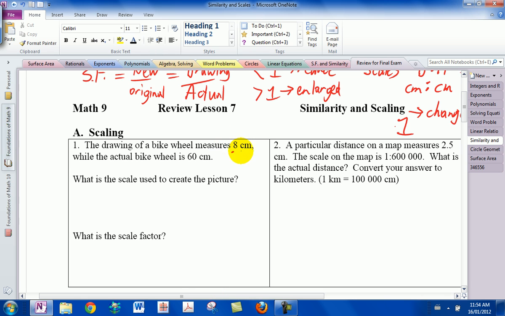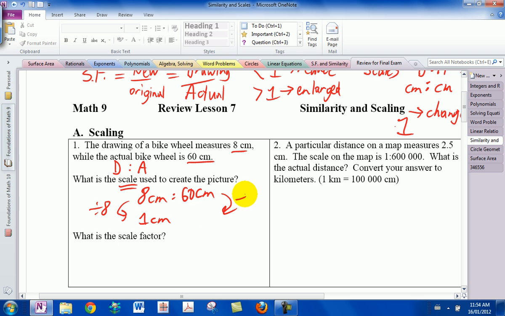The drawing of a bike measures 8. The actual is 60. What's the scale? So the scale is not a decimal. You got to use the dot dot. So we use 8 centimeters to 60 centimeters. It's diagram to actual. Here we have to divide by 8 to get this to 1 centimeter. And here we divide this by 8. And what does that equal? Equals 7.5 centimeters.